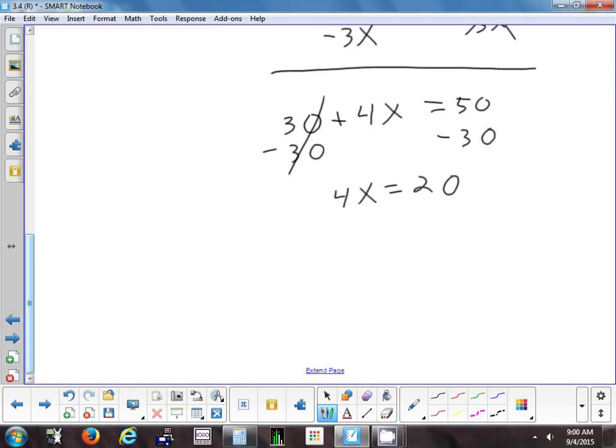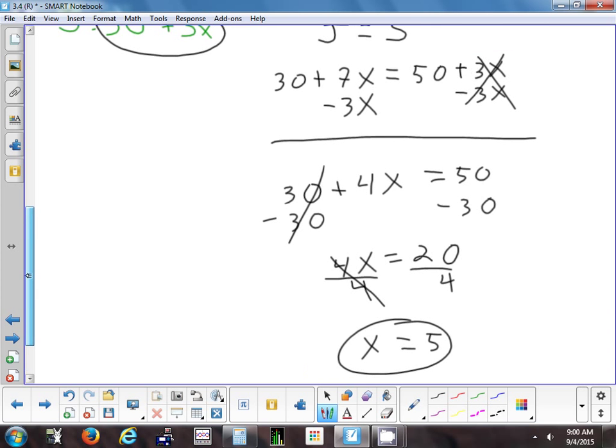And how did we get that? Can somebody tell me how we get x equals 5? My last step. Divide by 4. You divide by 4. Okay, so basically after 5 weeks, they will each have the same amount of money. So that's how you solve it. Any questions on that one?